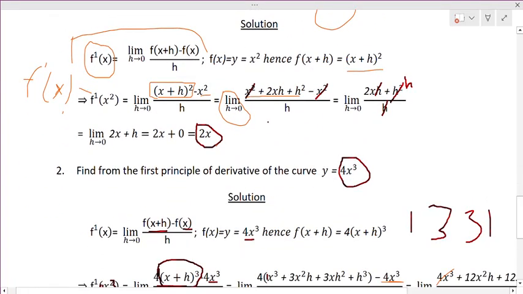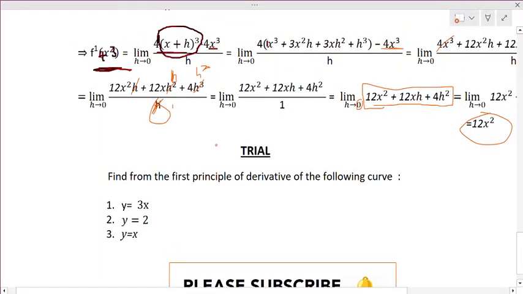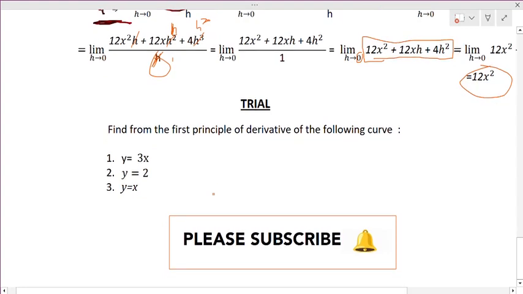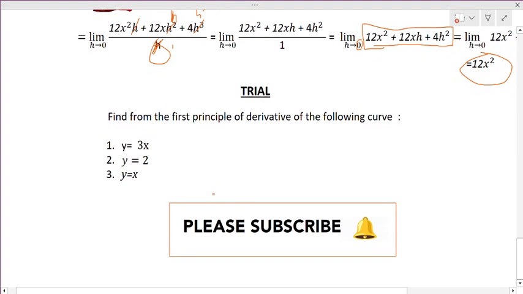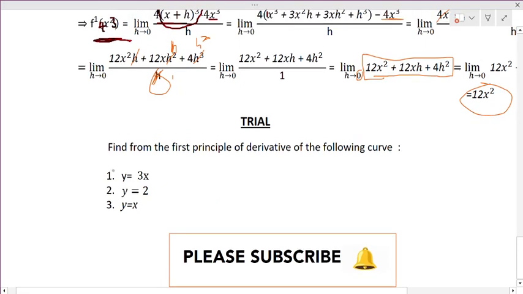I have a few exercises for you to try, and I'll be happy if you can try them and send me the solution. If you have any question, feel free to send it in the comment section. You have to find the derivative of these functions: y is equal to 3x, y is equal to 2, and y is equal to x.